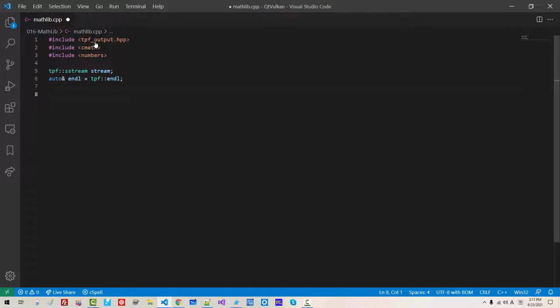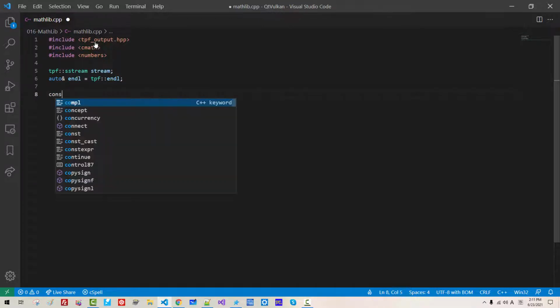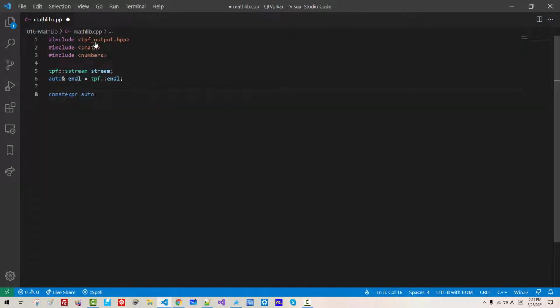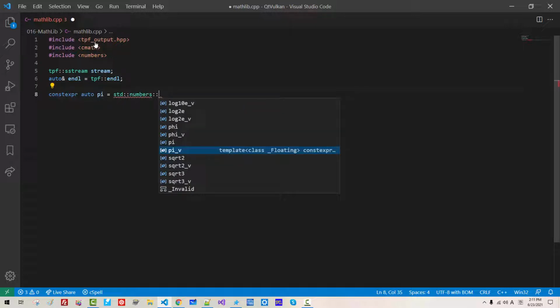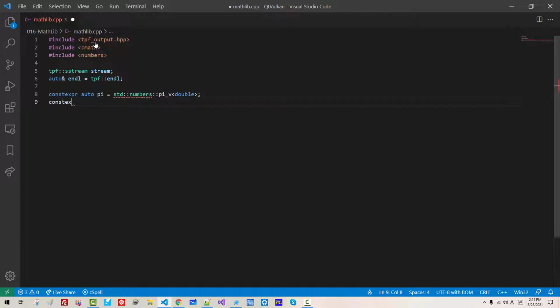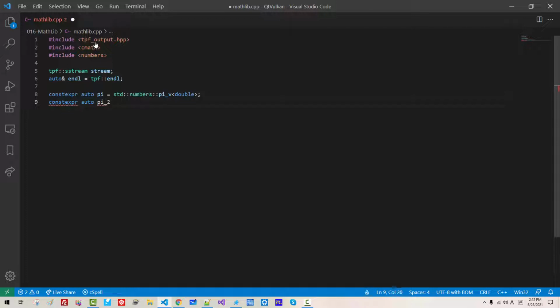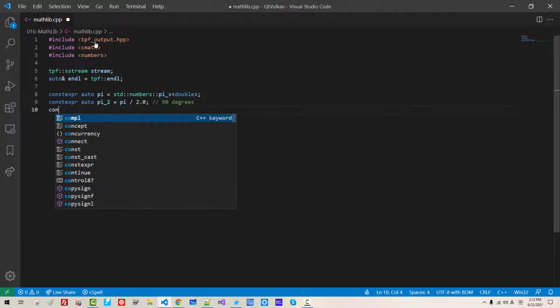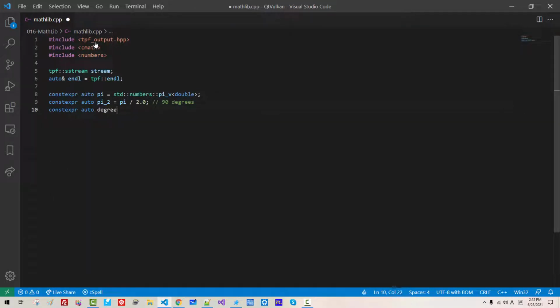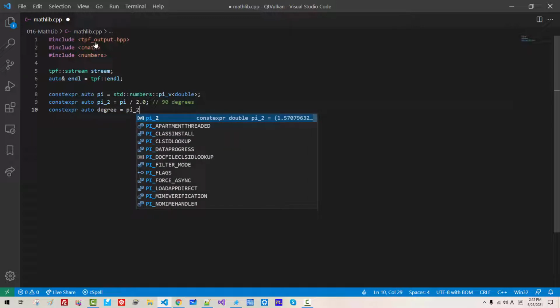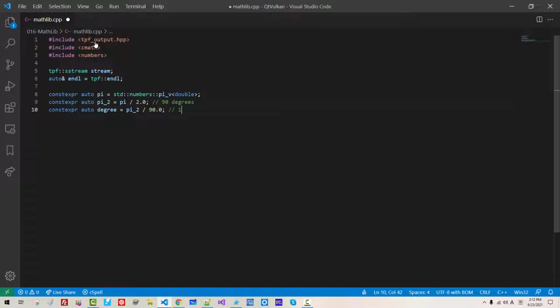We will define some math constants. constexpr auto pi is std::numbers::pi_v<double>. constexpr auto pi_over_2 is pi over 2.0, which is 90 degrees. Constexpr auto degree is pi over 2 divided by 90, which is 1 degree.